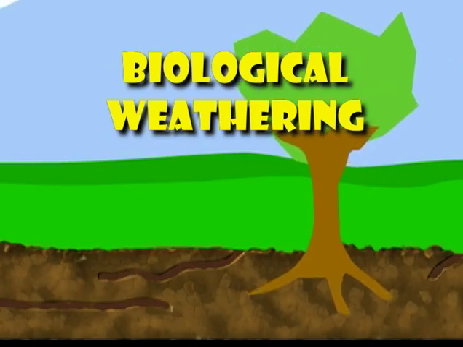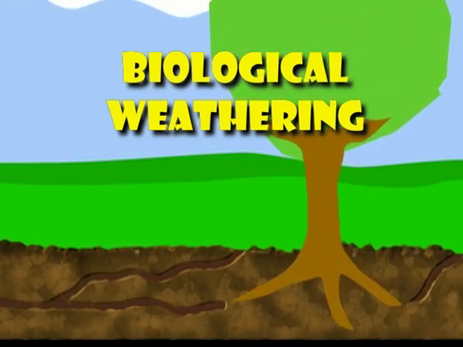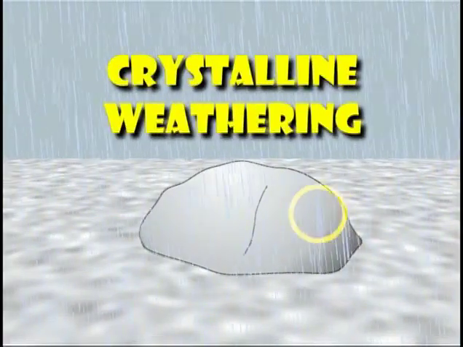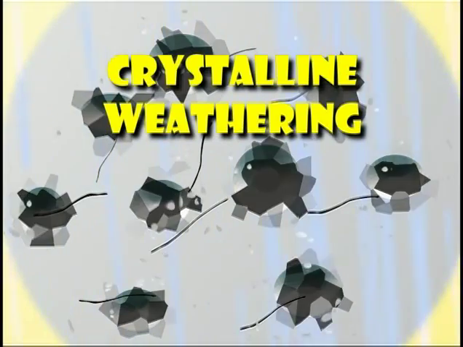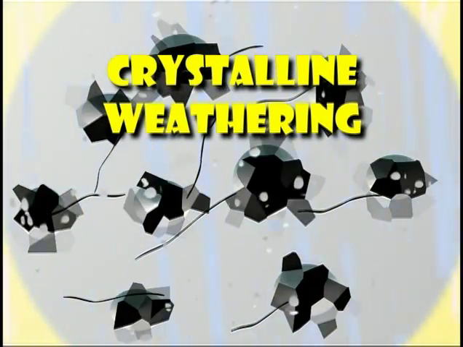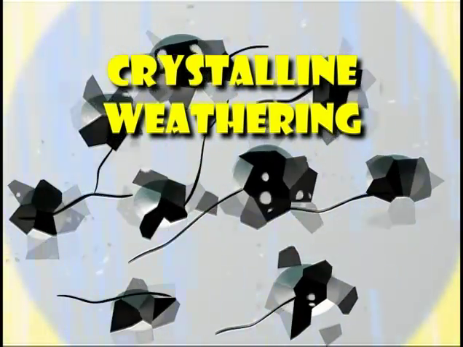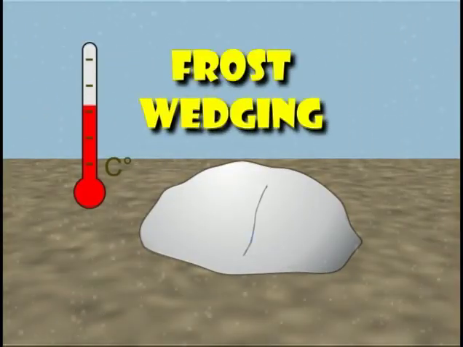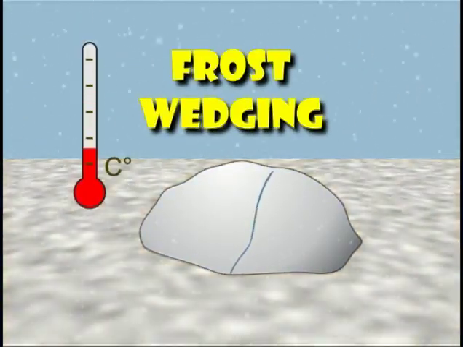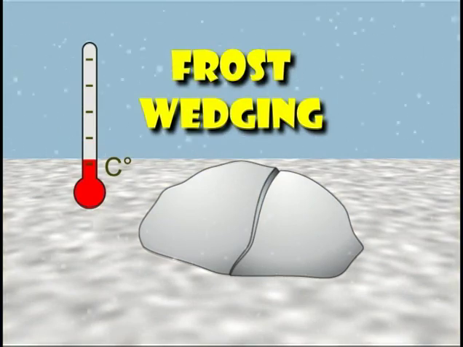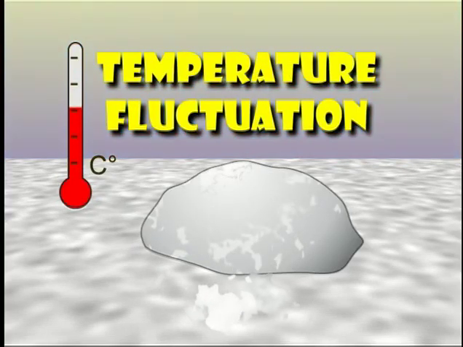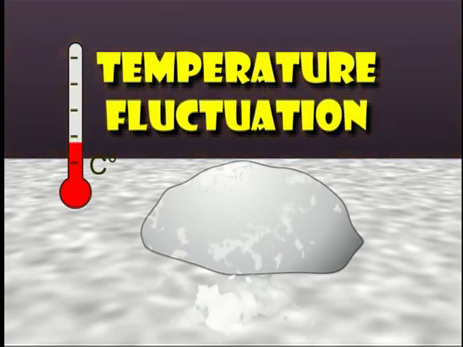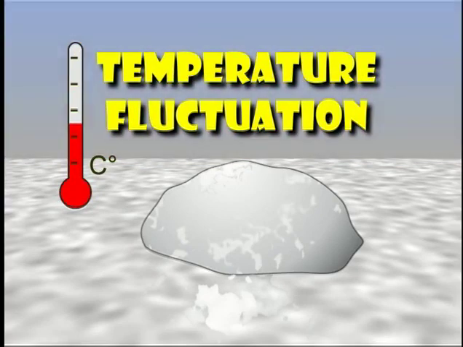There's biological weathering, which is caused by worms, plants, and bugs. Then there's crystalline weathering. That happens when the water seeps into the rocks. The minerals in the water form crystals that grow and force the rock to break down. Then there's frost wedging. Water seeps into rocks, then freezes and expands, forcing the rock to break apart. And finally, temperature fluctuation. Particles in rocks expand and contract from big changes in temperature and weaken the rock.